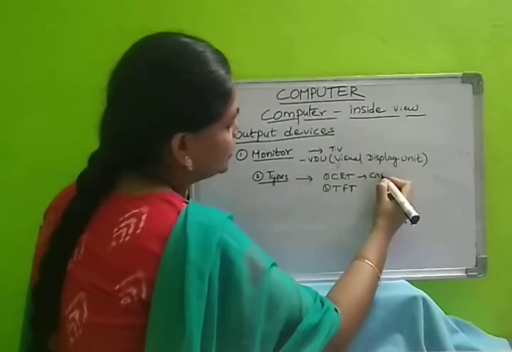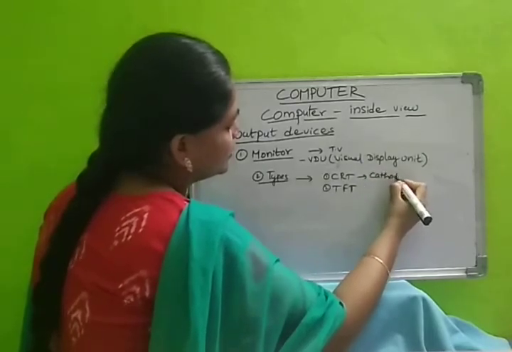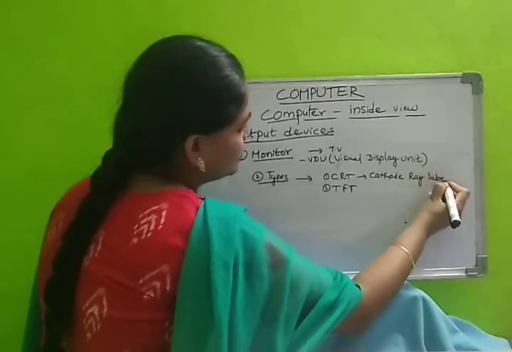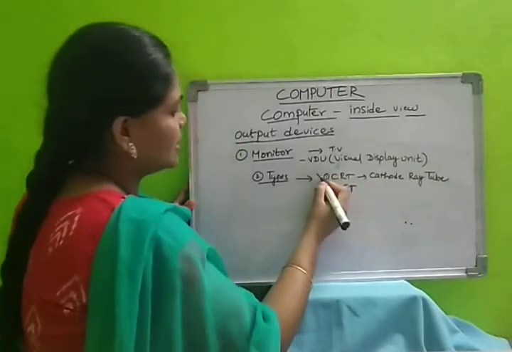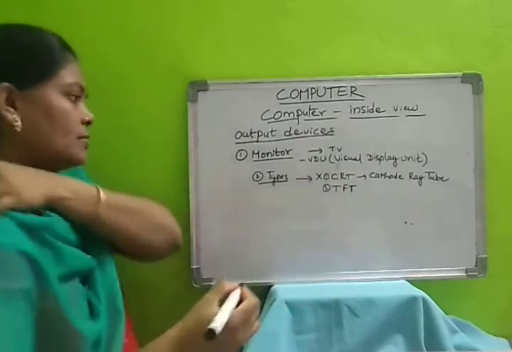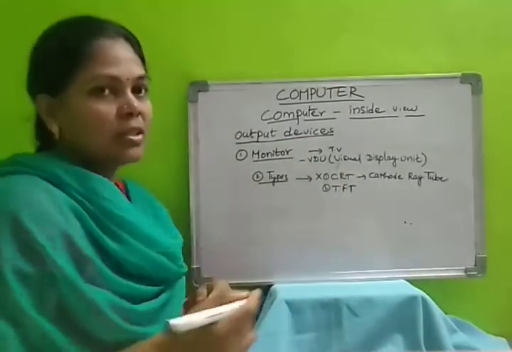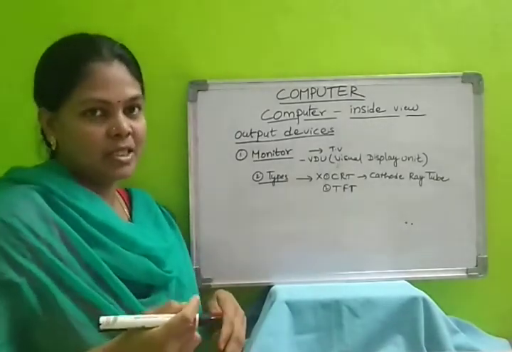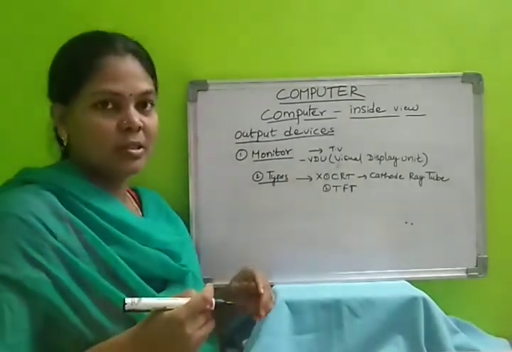CRT is cathode ray tube monitors. Nowadays we are not using this type of monitor. Why? Because they consume a lot of electricity. They produce a lot of heat, and they are expensive also.